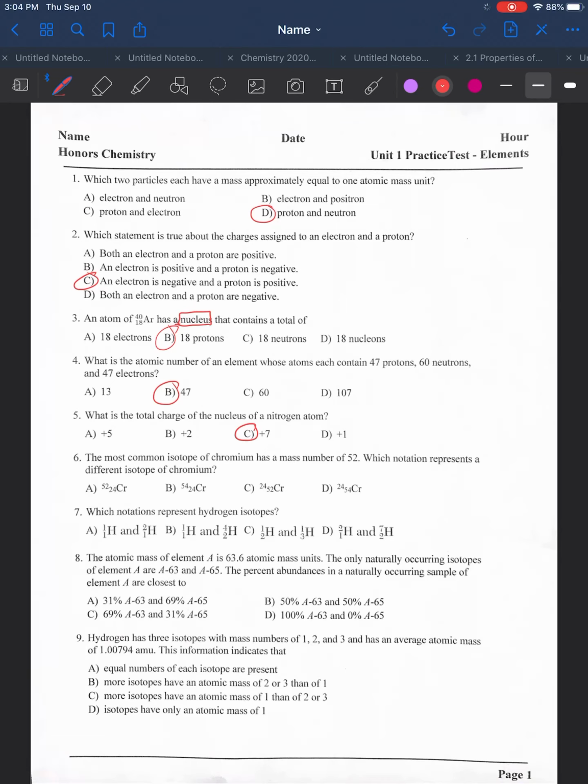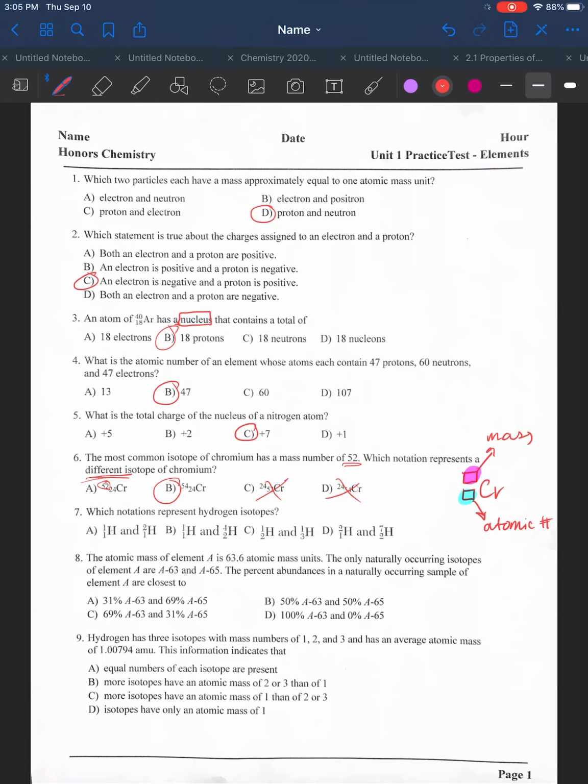The most common isotope of chromium. So what's important to note here is when we write atomic symbols with two numbers, one on top, one on bottom, the top one is going to be mass, the bottom one is going to be atomic number. So if we're dealing with isotopes, your atomic number has to stay the same, but it's the mass that's changing. So what it tells us here is that the most common isotope has a mass number 52, which notation represents a different isotope. So first we check, make sure the atomic number's on the bottom. So that's why these ones aren't correct, because the atomic number is not correct for chromium. And then it wants a different one than 52, so it can't be A. So your answer has to be B.